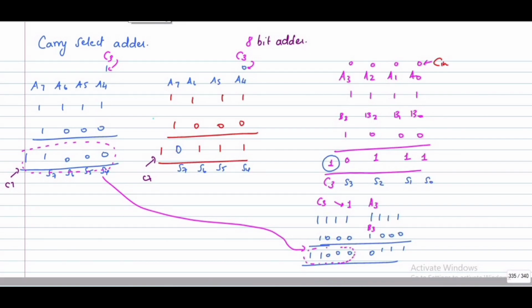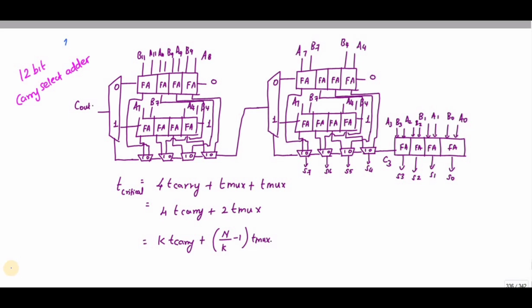So this is the block diagram for the 12-bit carry select adder. You can see it starts from A0 to A3. The critical delay, the worst case delay for this one, is to generate C3, the carry bit. For that, it will take n into T carry. So that is the critical path for this one.